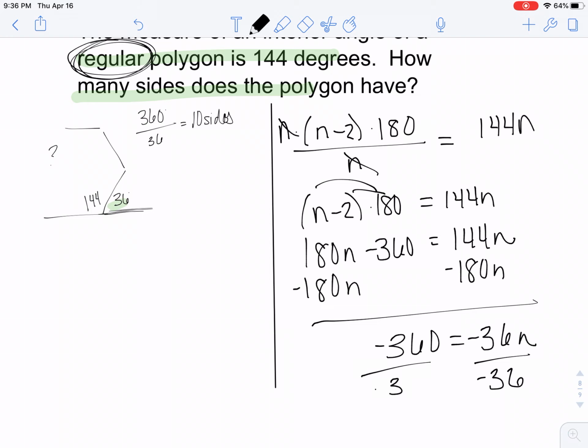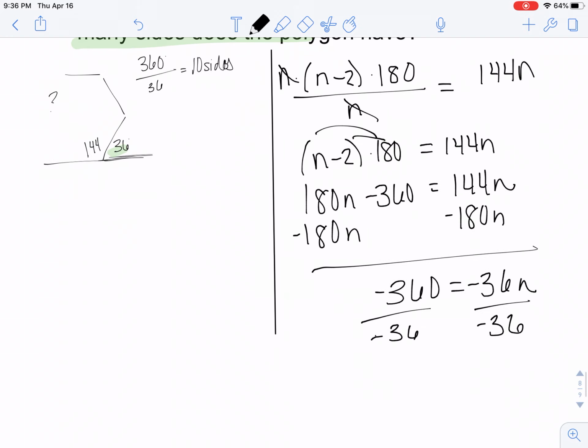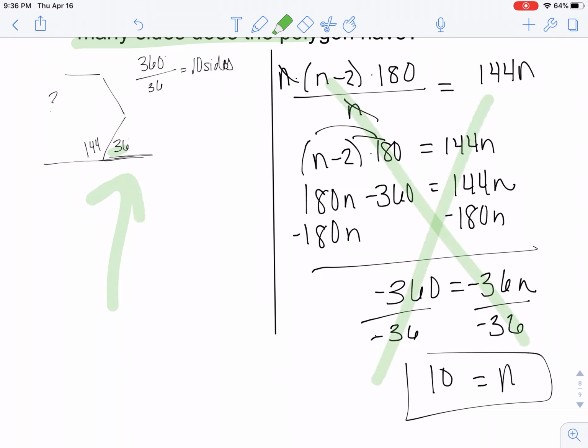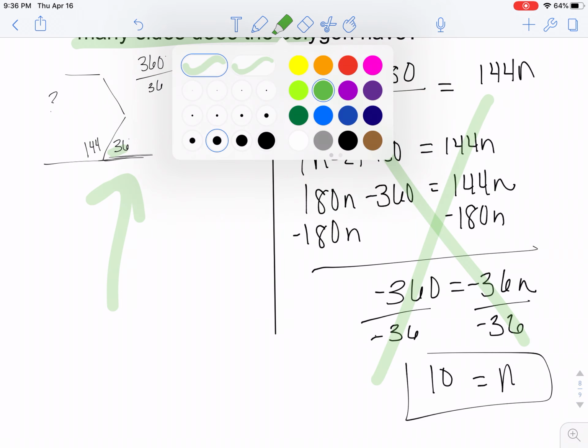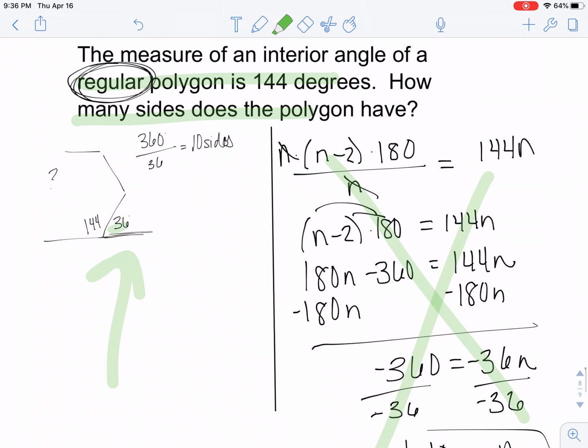Now, I don't know about you, but I hope you're looking at this thinking like I am, gosh, I would much rather just do that. You do not have to use this method. You certainly can, but the point of this problem is sometimes it's easier to figure out the exterior angle and then use that to solve.